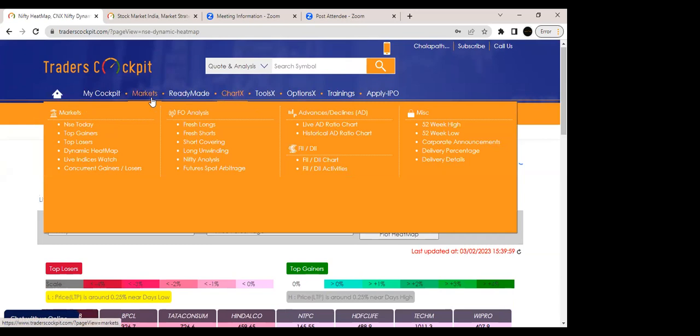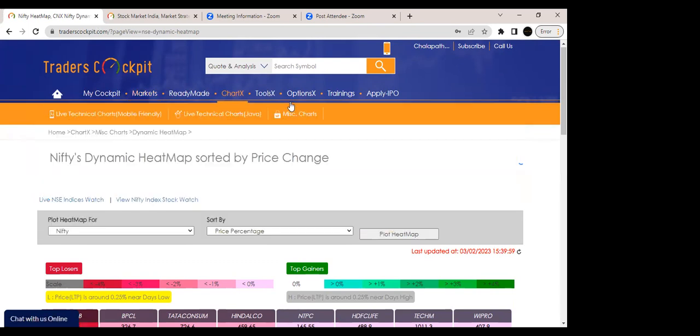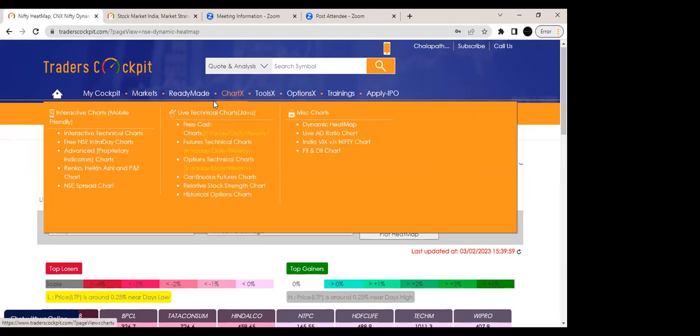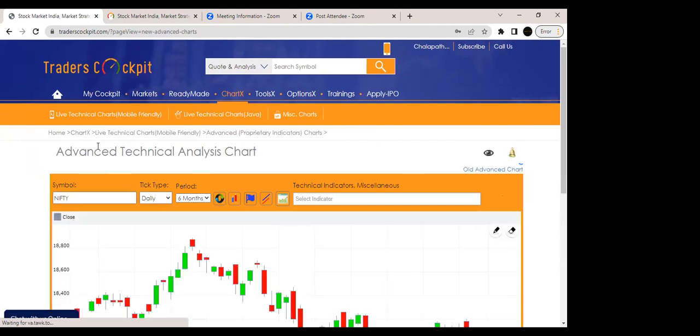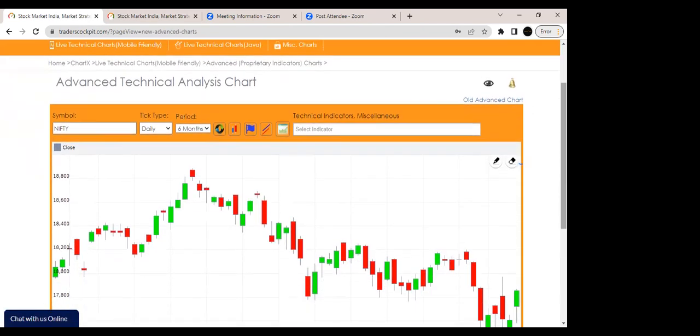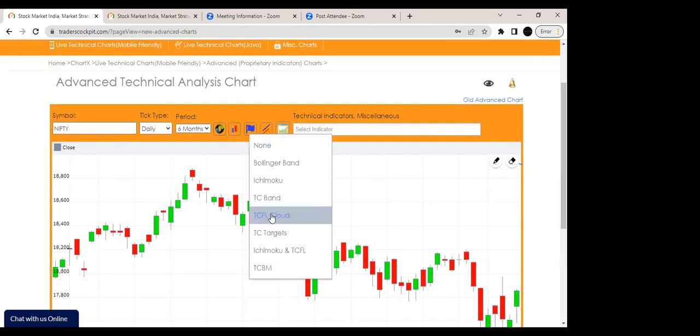Now I'll start with the strategies one by one, which I showed in the beginning. I request you, if you have a pen and paper, please write it down, because today I'm going to explain some very great strategies which you can work with in real time and get takeaways out of it. So you just go to ChartX and click on Advanced Proprietary Indicators. Among these, we have developed one indicator called the TCFL cloud, the Traders Cockpit Floating Level Cloud. This is the meaning of TCFL cloud.